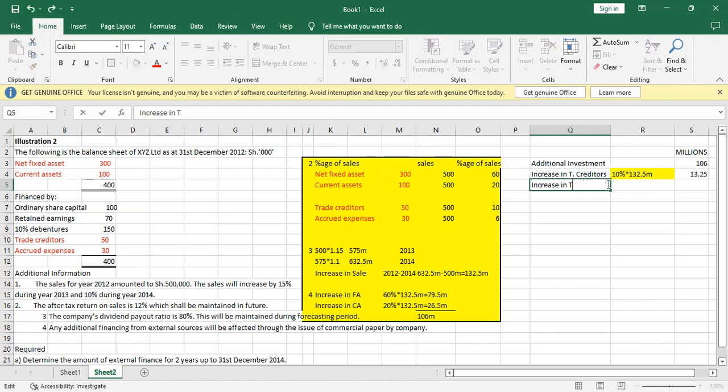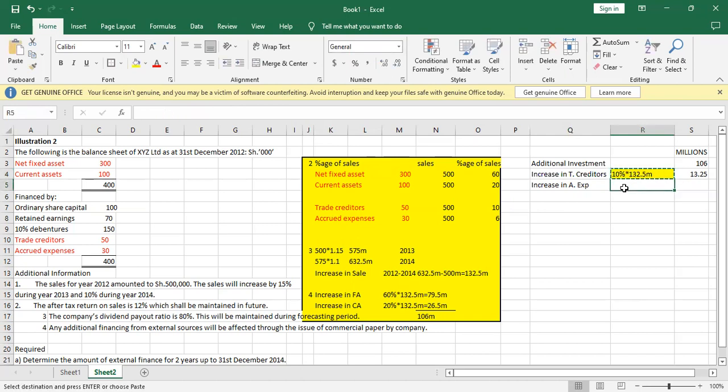Increase in accrued expenses. Let me just write accrued expenses. They are increasing by 6%. So I'm talking of 6% of 132,500. I'm getting 7.95. I'm getting 7.95. I just put this amount to avoid the confusion.